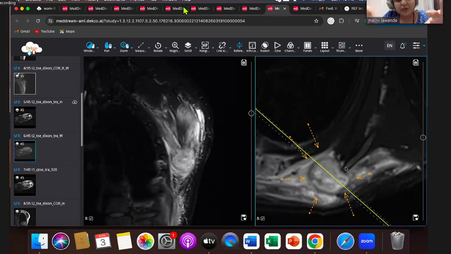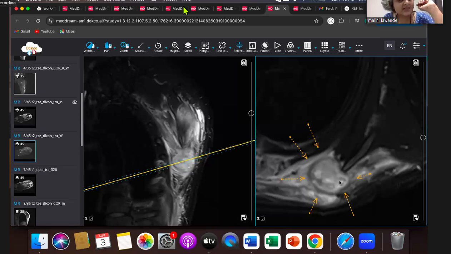Mets, soft tissue mets, like, so this is a soft tissue lesion, it's not in the bone. Cysticercus would be cystic. This is solid.